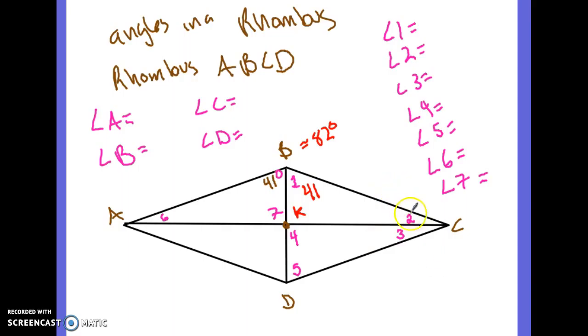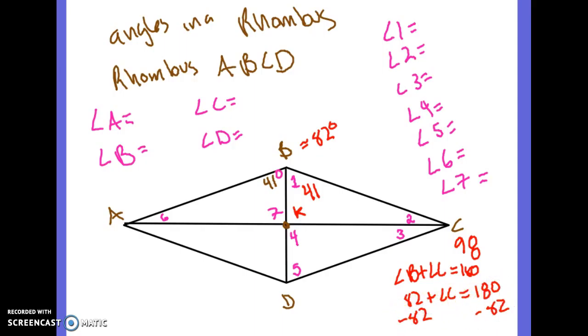Does anyone think they can tell me what angle C is going to be? Angle C. Yes, Malik? 98. And how did you get that 98? 49 plus 49. Well, that is true. That's one way of looking at it. What's the way we can figure out this whole angle, though? Excellent. We know that angle B plus angle C needs to add up to 180. And if we know angle B is 82, plus angle C equals 180, we just need to subtract 82 from both sides, giving us that C equals 98 degrees.